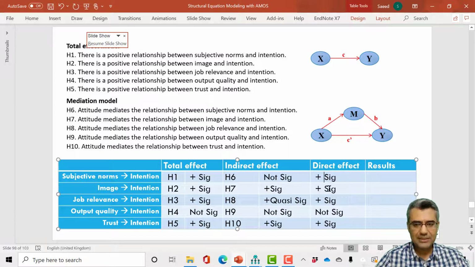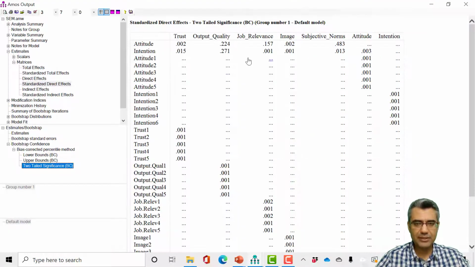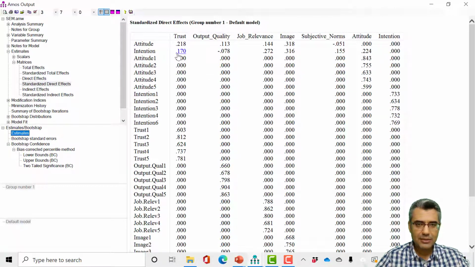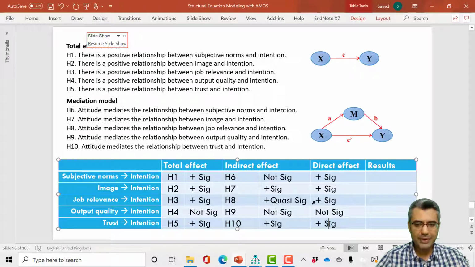So all are significant, output quality is not significant, and trust is significant, right? Let's check their estimates, to see they're okay. Output quality is negative, others are positive. These are path coefficients, and this one is not significant, so it doesn't matter. Now we can interpret the results.